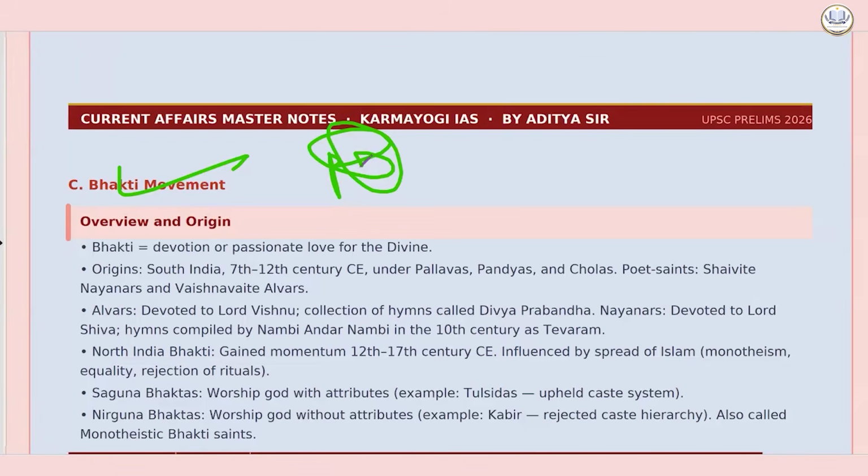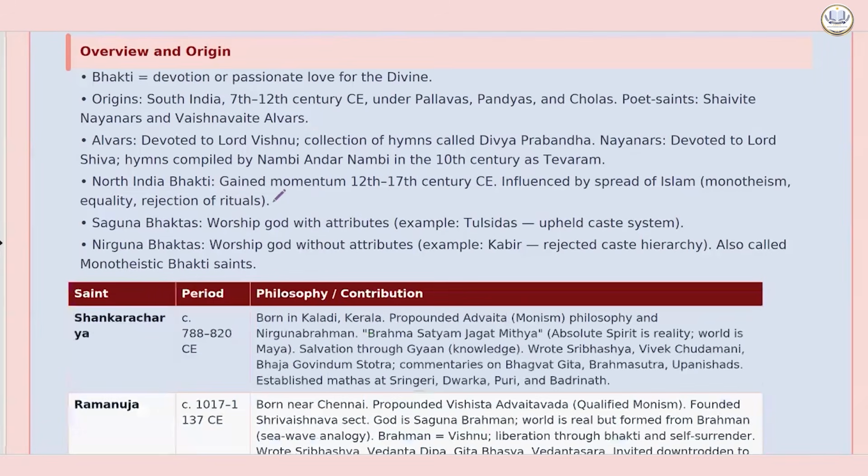In North India, the Bhakti movement gained momentum from the 12th to 17th century, influenced by the spread of Islam, monotheism, equality, rejection of rituals. I would rather say that it also influenced Islam rather than only being influenced by Islam. My viewpoint differs from what is written in the textbooks, which I have included, but the relationship is both ways. You see Sufism has many of the things which are there in the Bhakti movement, like meditation. Sufism is a liberal form of Islam. So this is a dialectical way that both are getting affected.